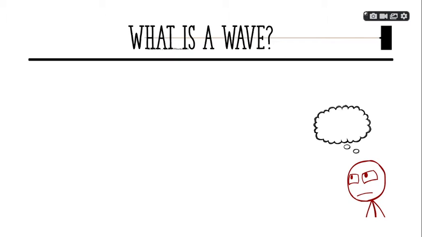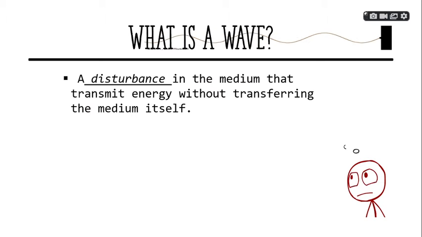Given the idea on the previous slide, we can now define what waves are. So a wave is a disturbance in the medium that transmits energy without transferring the medium itself. The key word you must remember and understand is disturbance, because waves in simple context in physics are nothing but a disturbance that transmits energy.